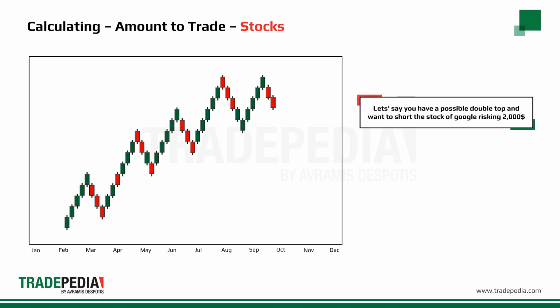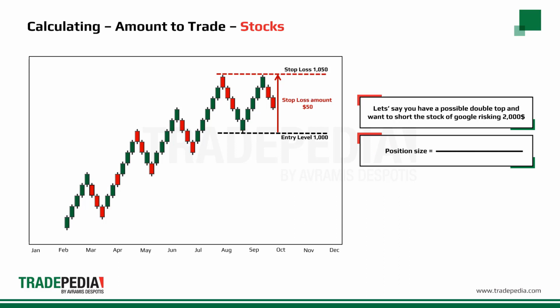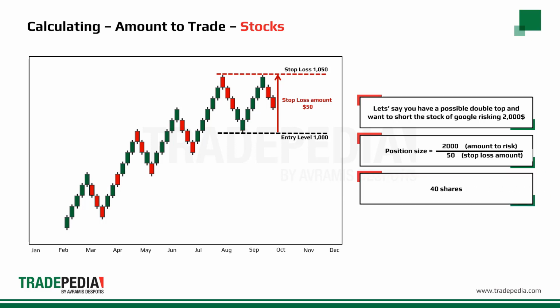Let's say you have a possible double top and want to short the stock of Google, risking $2,000, which could represent 2% of your capital. The entry level is $1,000 and the stop loss is at $1,050. Subtracting $1,000 from $1,050, you have a stop loss amount of $50. In other words, $50 per share. Given our amount to risk is $2,000, then the position size is equal to 2,000 divided by 50. This equals 40 shares. So on this trade, you will go short 40 shares, requiring $40,000 as capital.